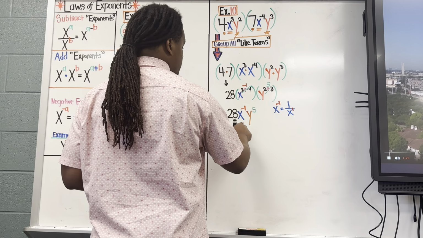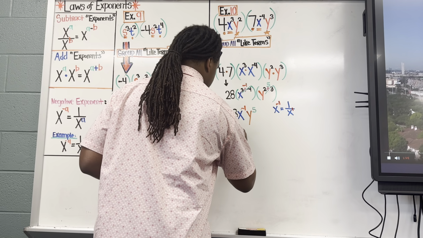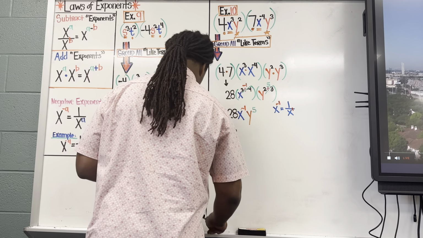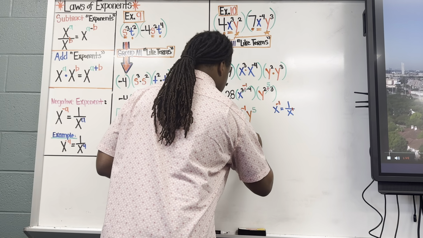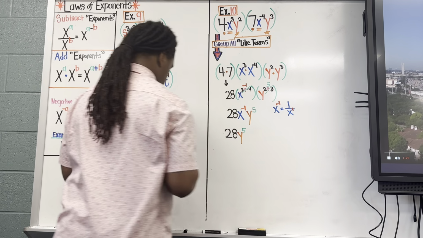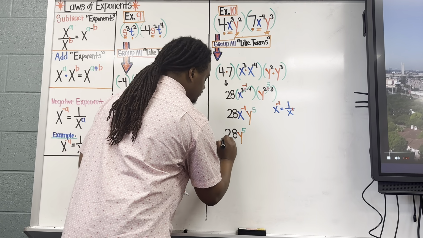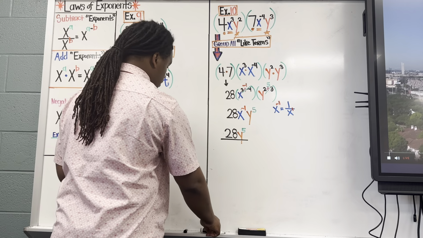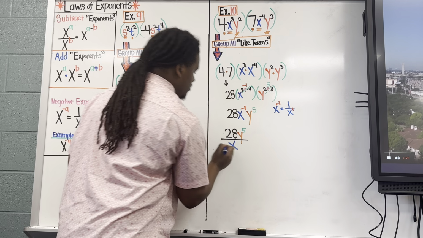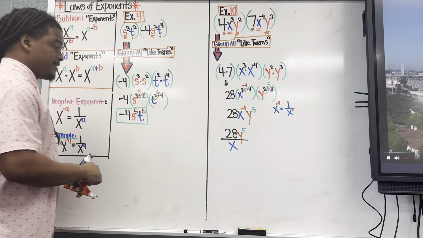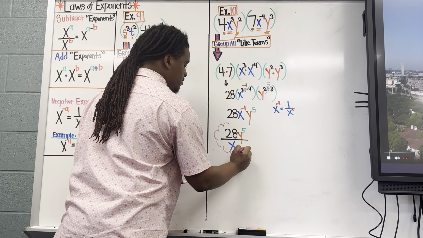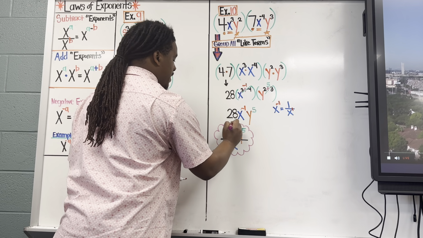So we're gonna move this to the bottom, move this under 28y to the 5th power. So it's gonna be 28y to the 5th power all over x to the 1st power, which is this x. Okay? So once again, guys, this right here is our final answer: 28y to the 5th power over x.